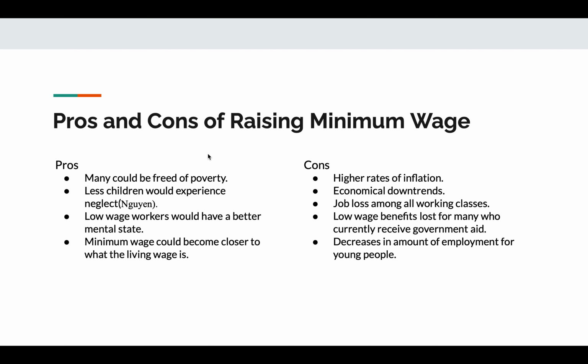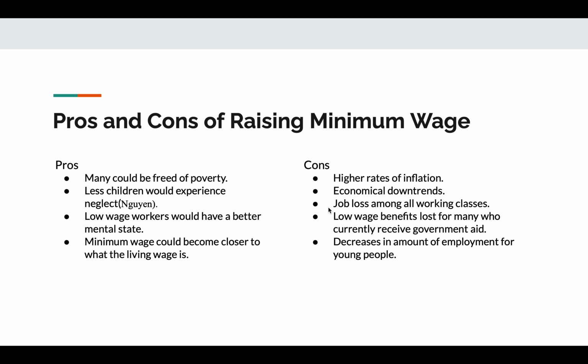And here's some pros and cons of raising minimum wage. Some pros are many people could be freed of poverty, there's less child neglect, low wage workers would have a better mental state, and minimum wage could become closer to what the living wage is. And some cons of raising it are higher rates of inflation, economic downtrends, job loss among all working classes, low wage benefits lost for many who currently receive government aid, and decreases in the amount of employment for young people.